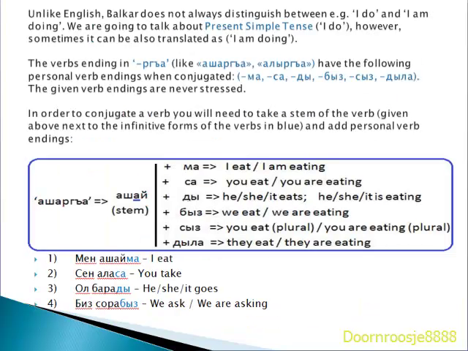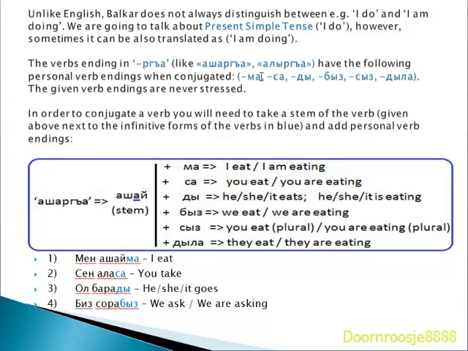So, unlike English, Balkar does not always distinguish between I do and I'm doing. We are going to talk about present simple tense, I do. However, sometimes it can also be translated like I'm doing. The verbs ending in rga, like aşarga, alırga, have the following personal verb endings whenever conjugated.